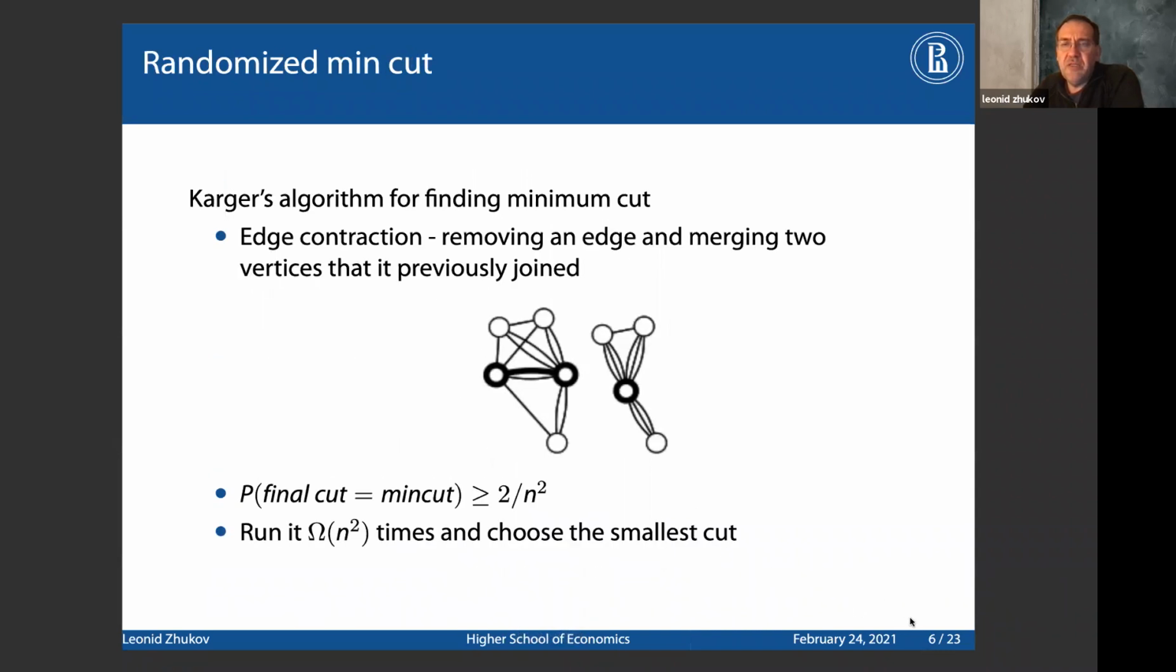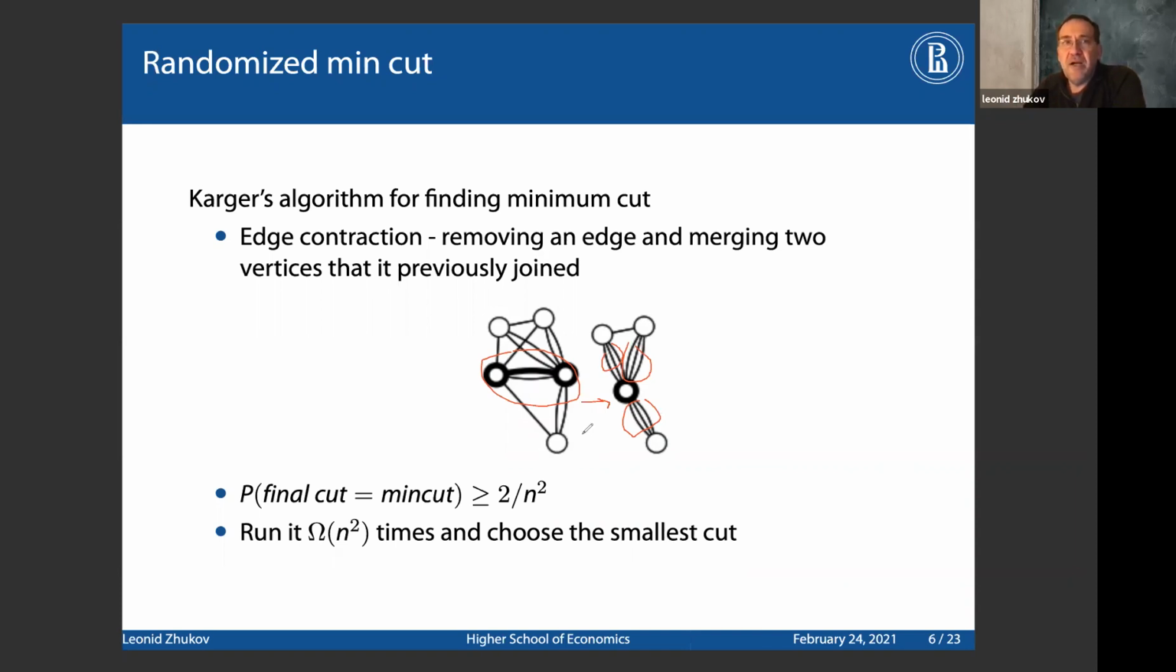It's based on what's called edge contraction. So look at this picture. We have an edge here, and then what we do is we remove the edge and merge two vertices into one. When we merge vertices, some edges become parallel. That's absolutely fine. So that's the process of edge contraction.